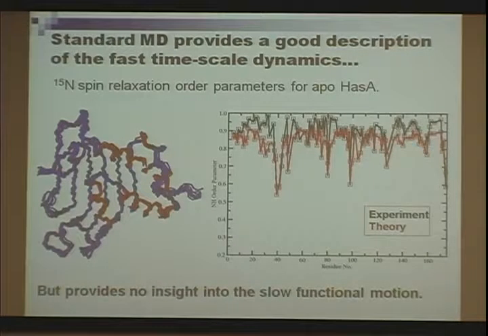Now, we can do standard MD simulations on the apo structure, and we can see that we get relatively good agreements in terms of the fast timescale dynamics. These are the order parameters. It's interesting to note that the experimental values here are very large. They're almost 1 in the regions of the 2 loops, here and here. And this is indicative of exchange relaxation, which is affecting our spin relaxation analysis and creating an artificially large order parameter. It's indicative of the fact that there must be some slow timescale dynamics occurring in these regions. But what we don't see is any functional dynamics.